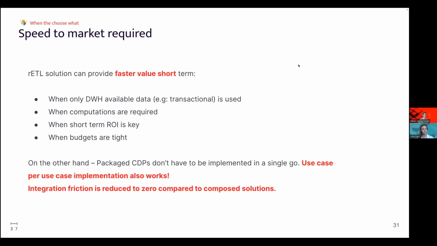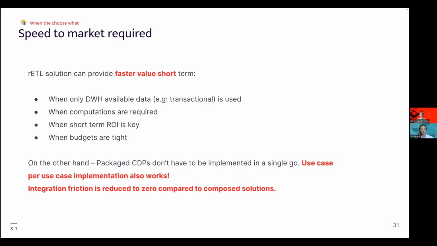The question is also, what's the speed to market required, right? There's an argument that says that composable CDPs have a shorter time to value, but everything depends. The data should be available. Like I said, if you have behavioral data and you don't have it in the data warehouse, you're kind of stuck because you still need to go through that development. But when short-term ROI is key, we actually see that it works very well. We take a piece of data from the data warehouse, we sync it, the use case validation is made, and it opens doors for more use cases.